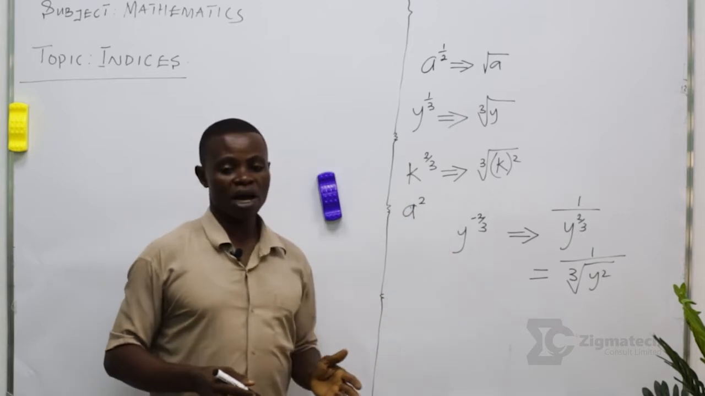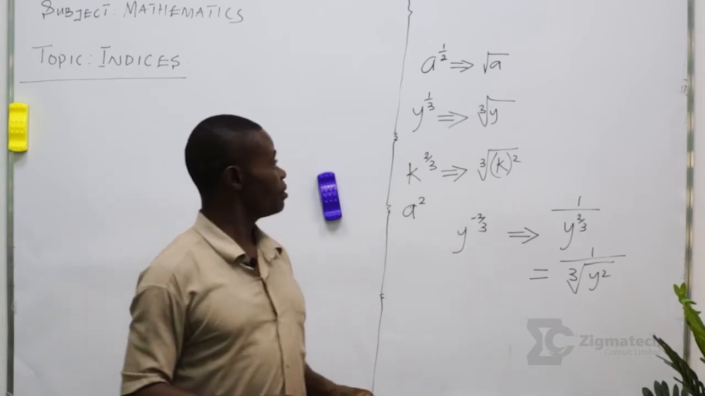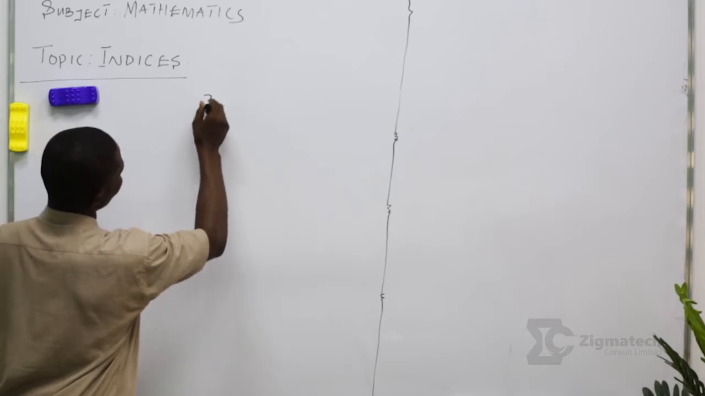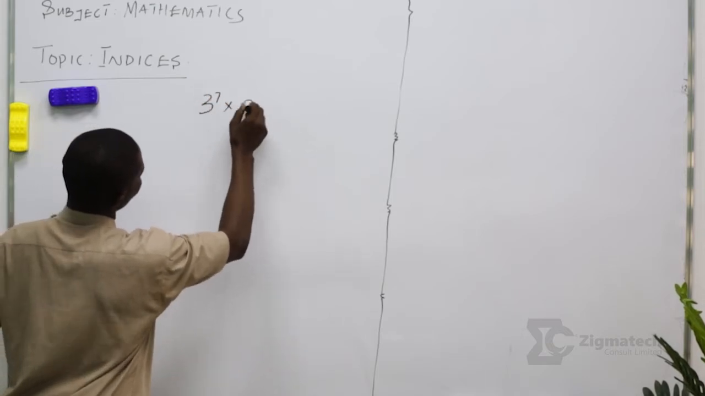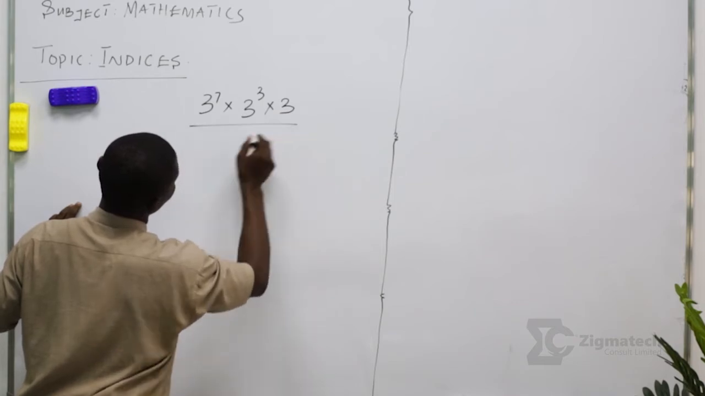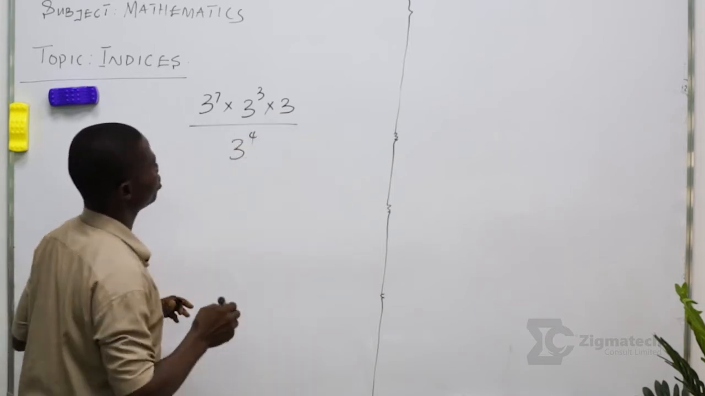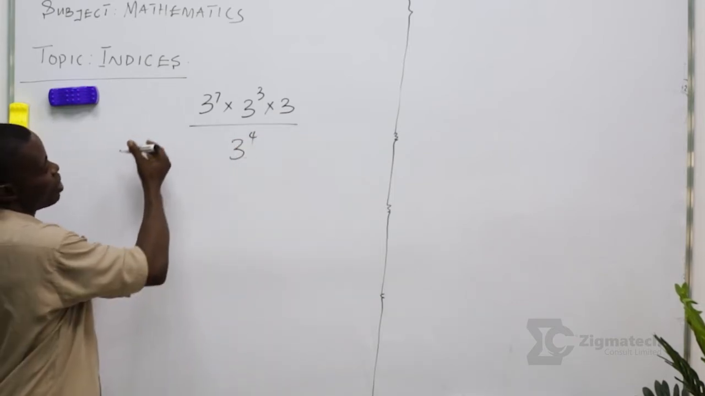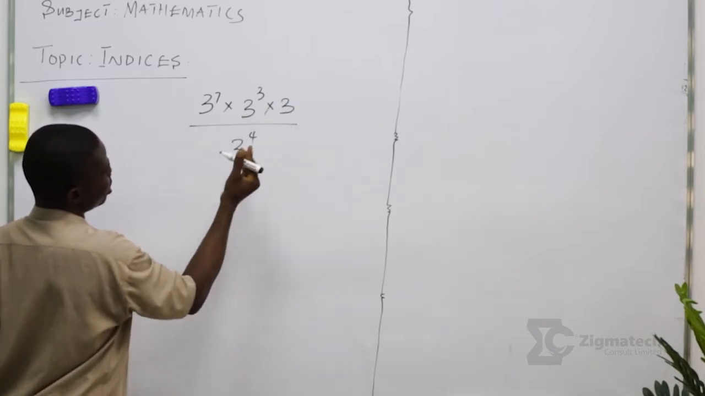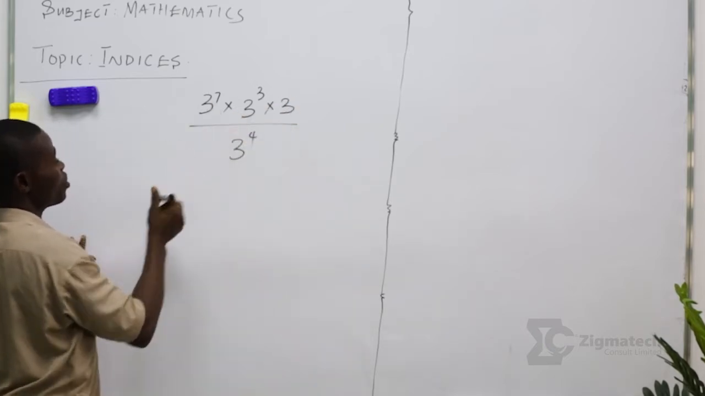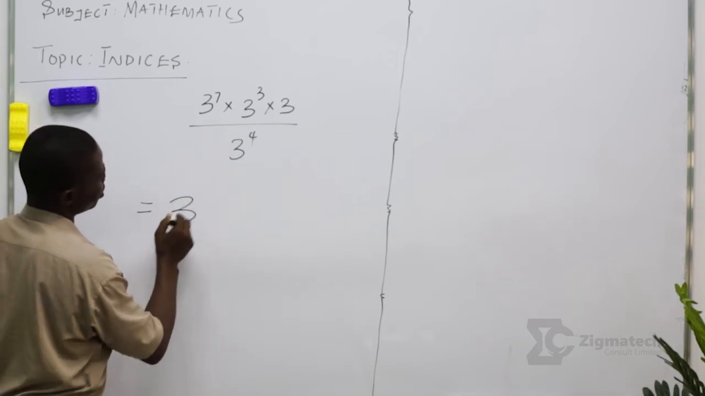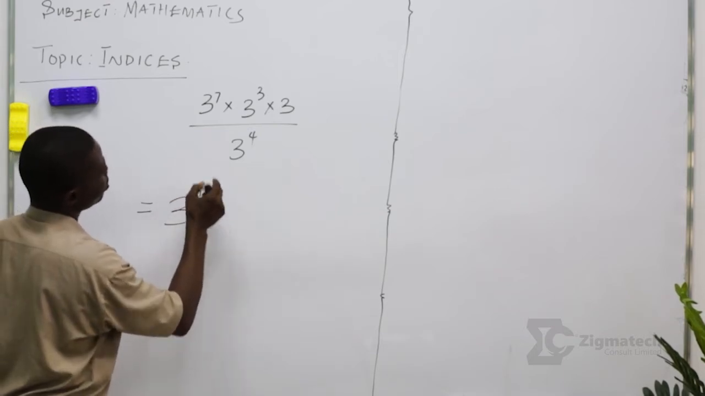Let's go over the application process of indices. Example 1: 3 raised to the power 7 multiplied by 3 raised to the power 3 multiplied by 3, divided by 3 raised to the power 4. If you watch very well, this is base 3, this is base 3, this is base 3. It means they are the same. You are going to choose just one by saying 3 raised to the power 7.